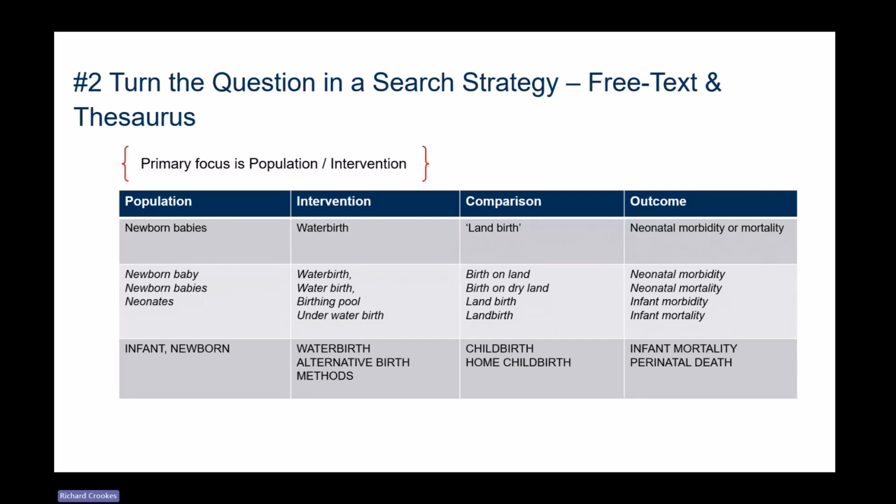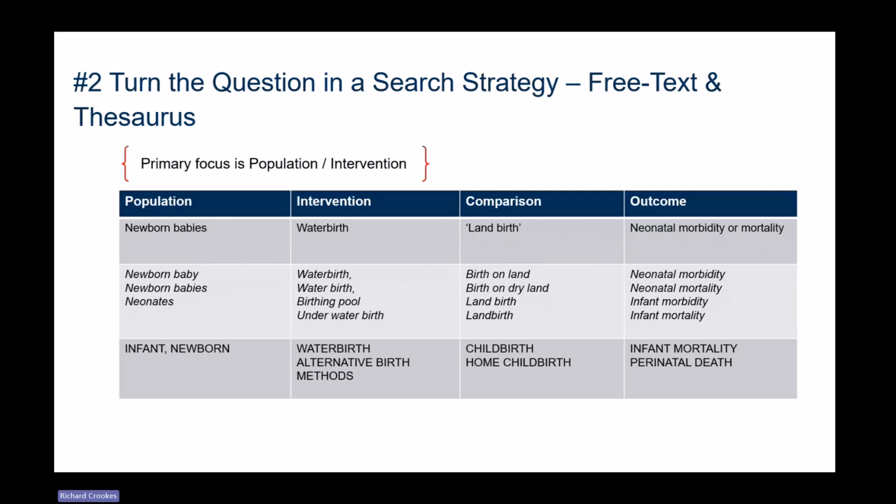Okay. The third line, as you might guess, relates to the CINAHL or MeSH headings, depending on which database you're using, of course. So infant newborn, water birth, alternative birth methods might also be a useful heading for intervention. Comparison, that can be a bit tricky. There may not be land birth as a CINAHL MeSH term, but you might have childbirth and home childbirth, which may imply it's birth on dry land.